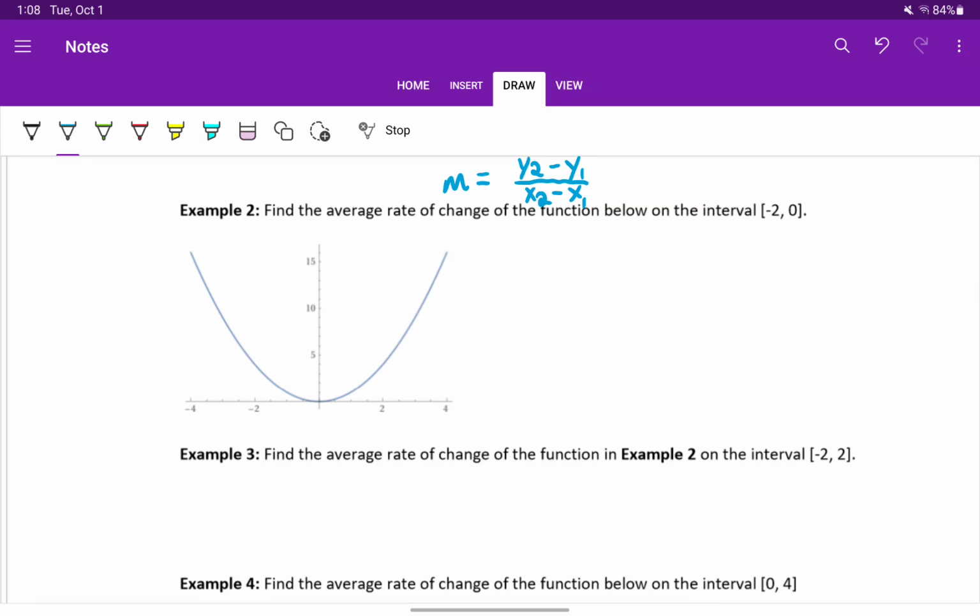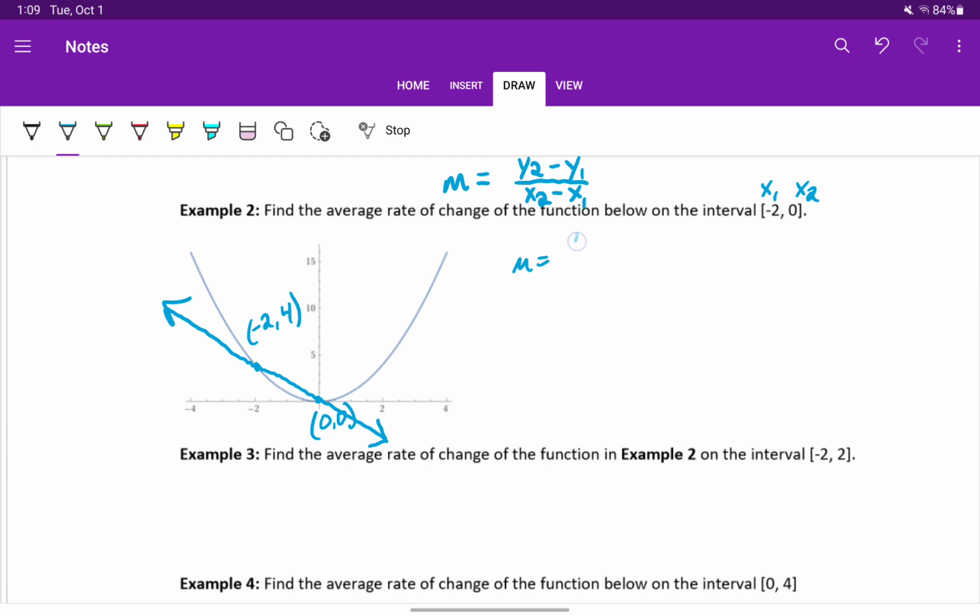In example 2, then, we want to find the average rate of change of this function on the interval from -2 to 0. This is giving us our x1 and our x2 values. So we want to look at x equals -2 and find that corresponding function value, which in this case would be 4. And then for our second point, we'll look at x equals 0, and here our y-coordinate is 0, meaning to find the average rate of change of our function, we need to find the slope of the line passing through these 2 points.